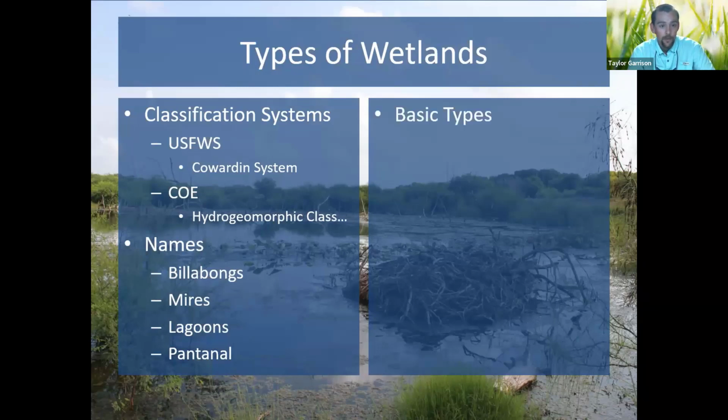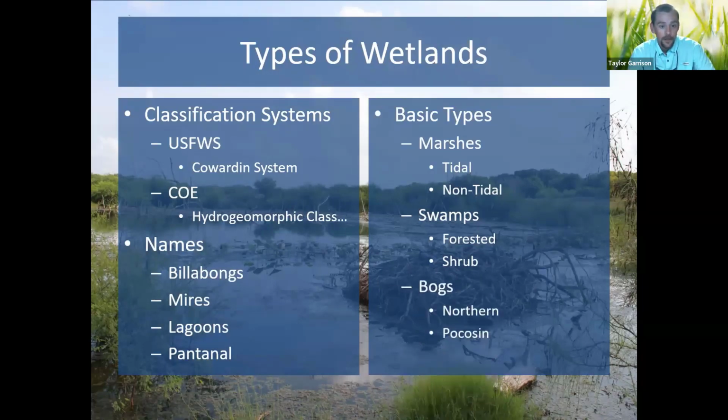But for our presentation, we'll cover the basic types, and that includes marshes, which can be tidal or non-tidal, a swamp, which is a wetland dominated by woody plants, so that can be forested with trees or shrubs alone. And then also bogs, which in our climate in Texas, those are pocosins. That's the proper term, but we do have a northern type of bog too. I won't go into detail there because that's outside of Texas. And then we do have fens as well. And so I'll kind of briefly describe each one and cover plants that are found in each type.